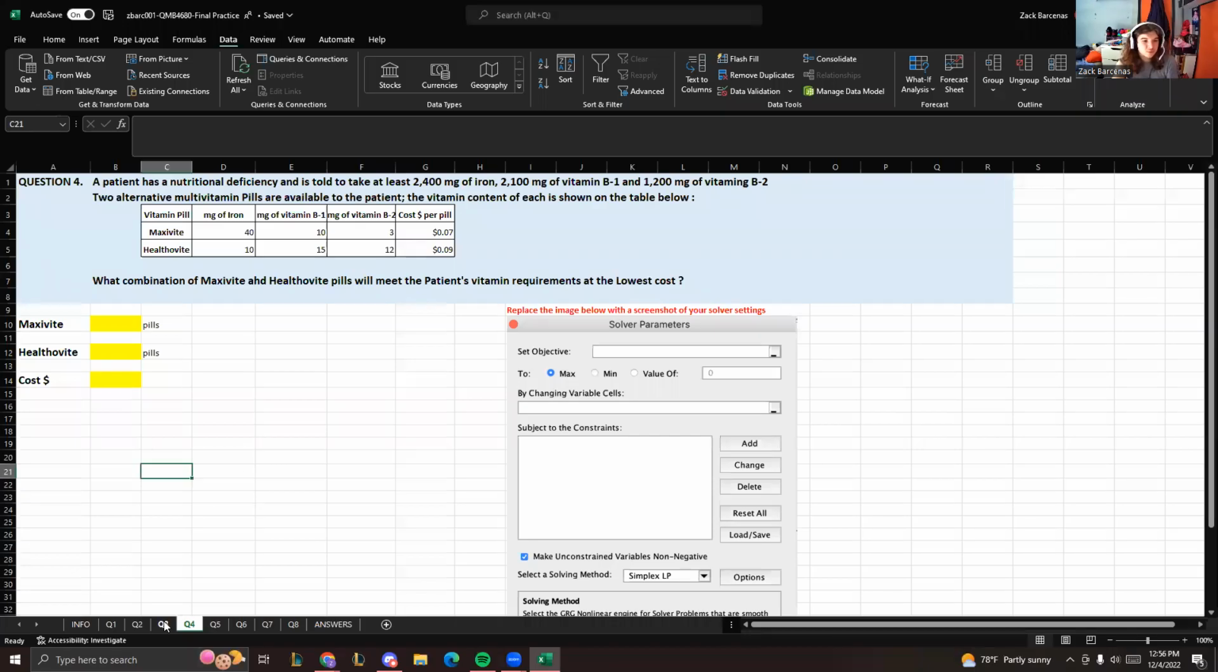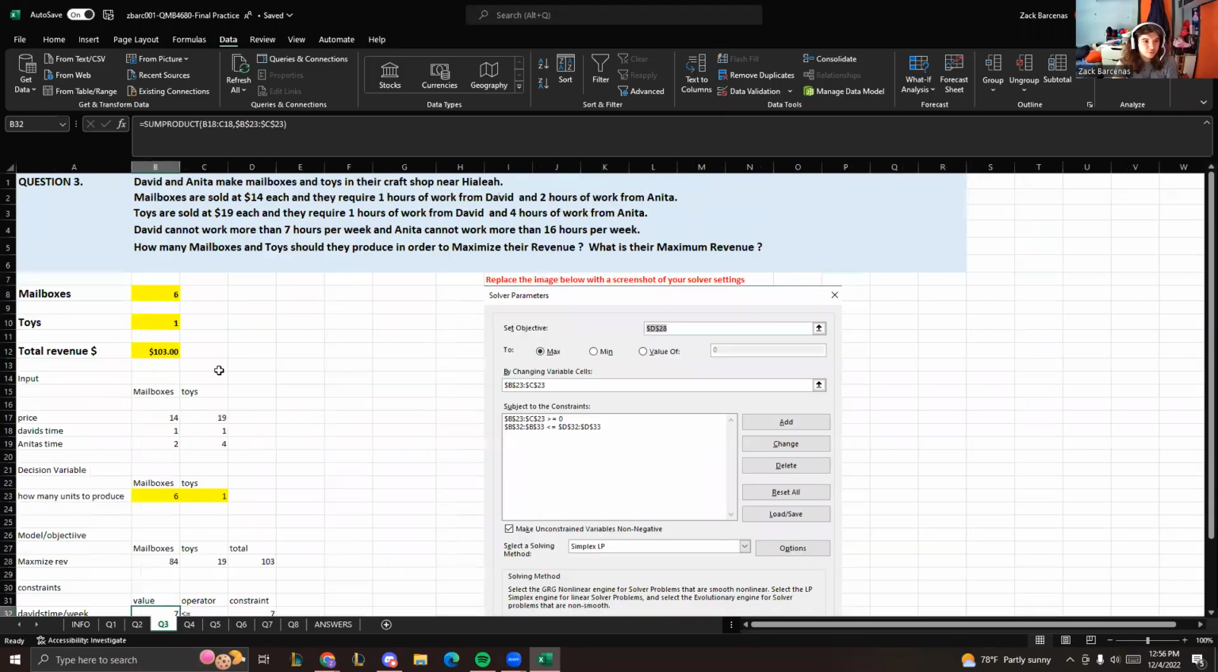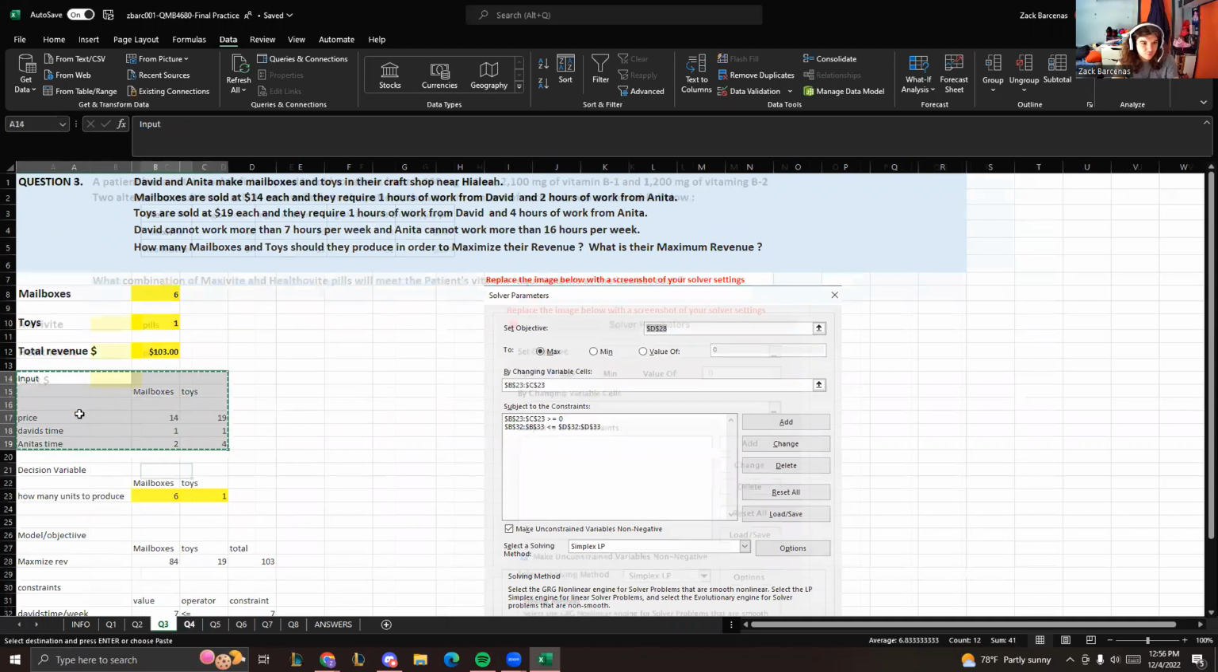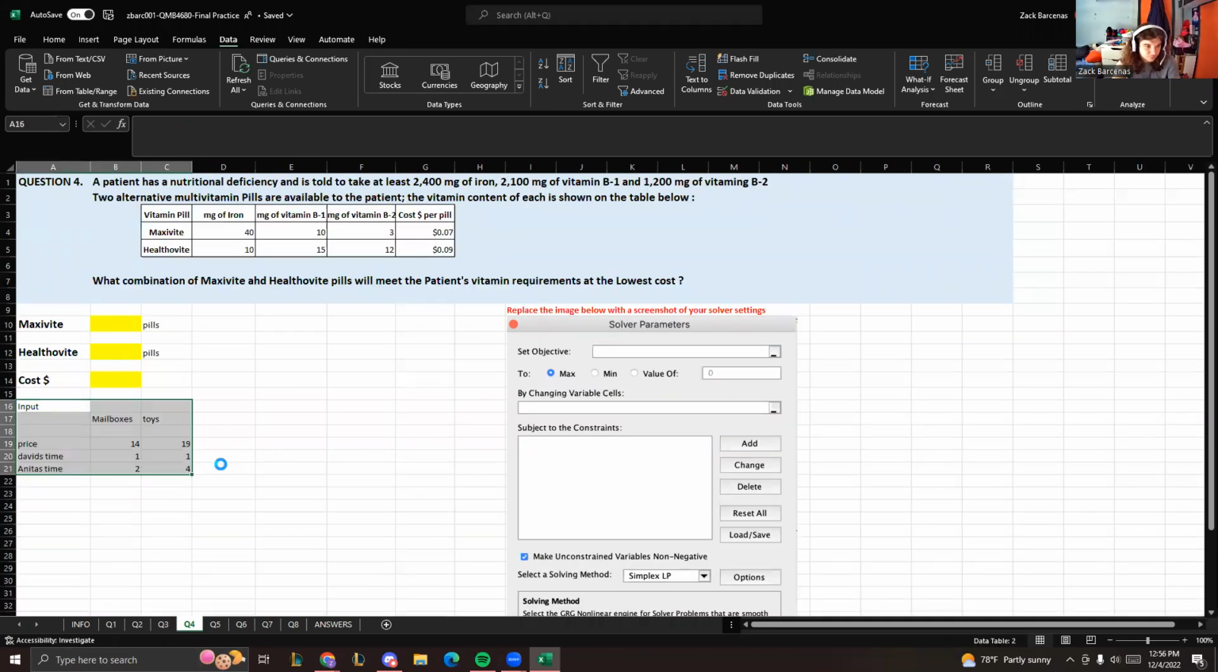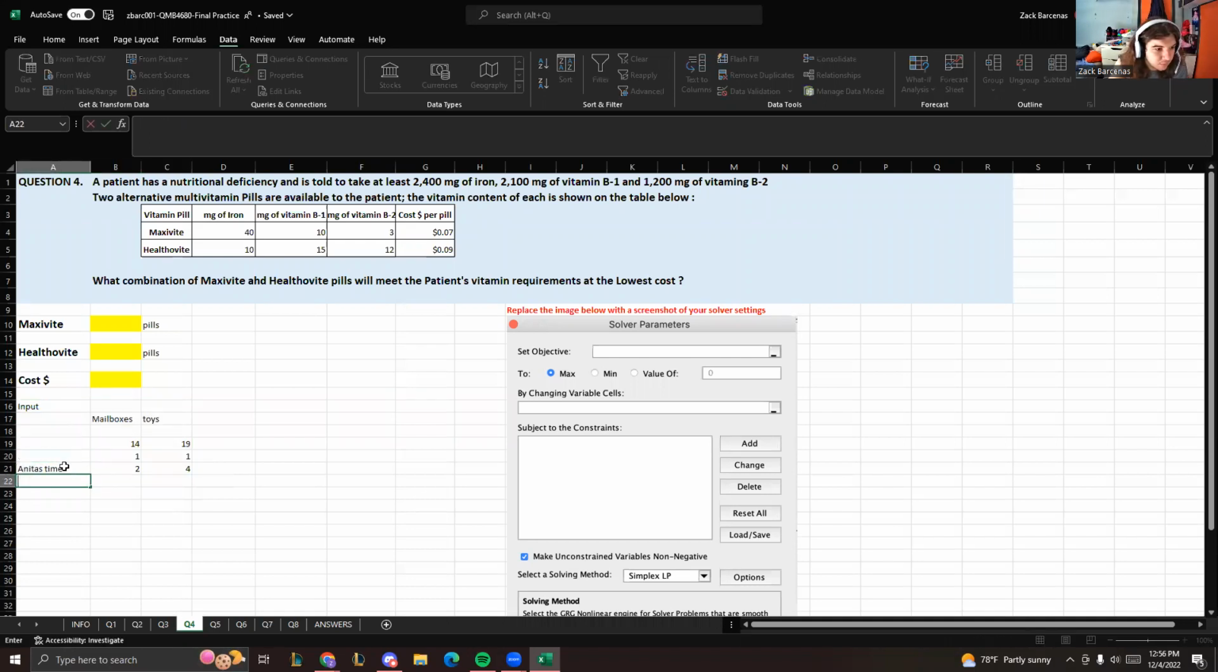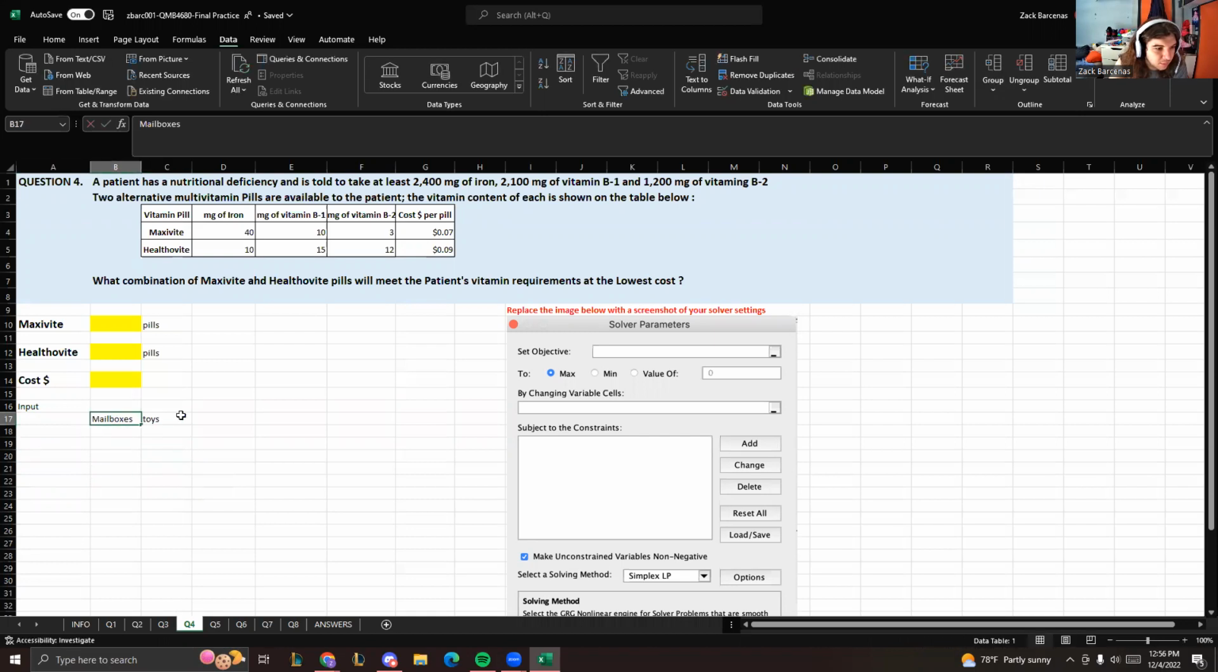All right, so moving on to question 4, and it's very similar to question 3. So first thing I'm gonna do is just copy the first part, the input. And I believe we have one more input, but actually I don't even know why I copied this. It's worthless. So we have the Maxivites and the Healthovites.